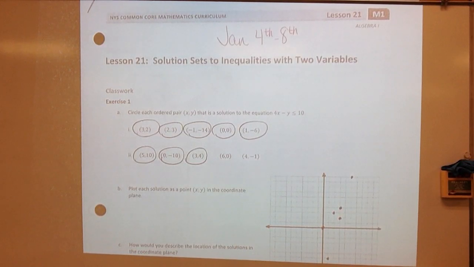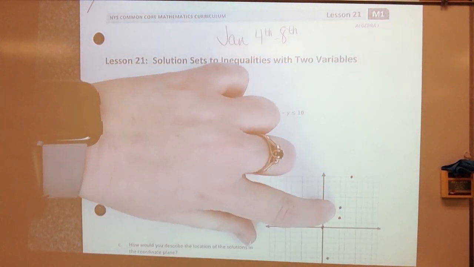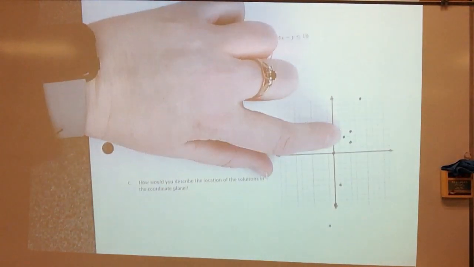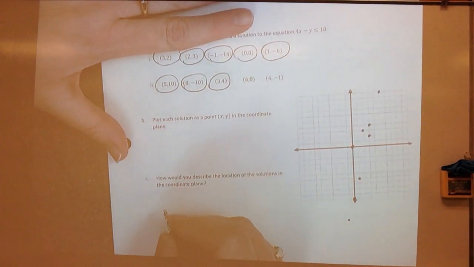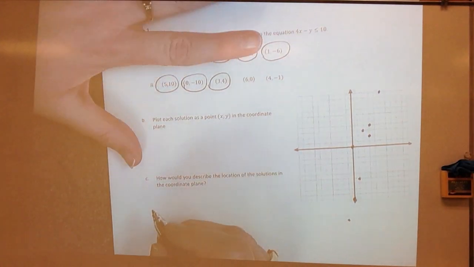All right. How would you describe the location of the solutions in the coordinate plane? So how would you describe these? They don't all fall on a line. If you look at this, we kind of have this one here that's stuck out, away from it. They don't all fall on a line, but if you drew a line through any of the points, the others are not too far away. All right? So the points do not all fall on one line.